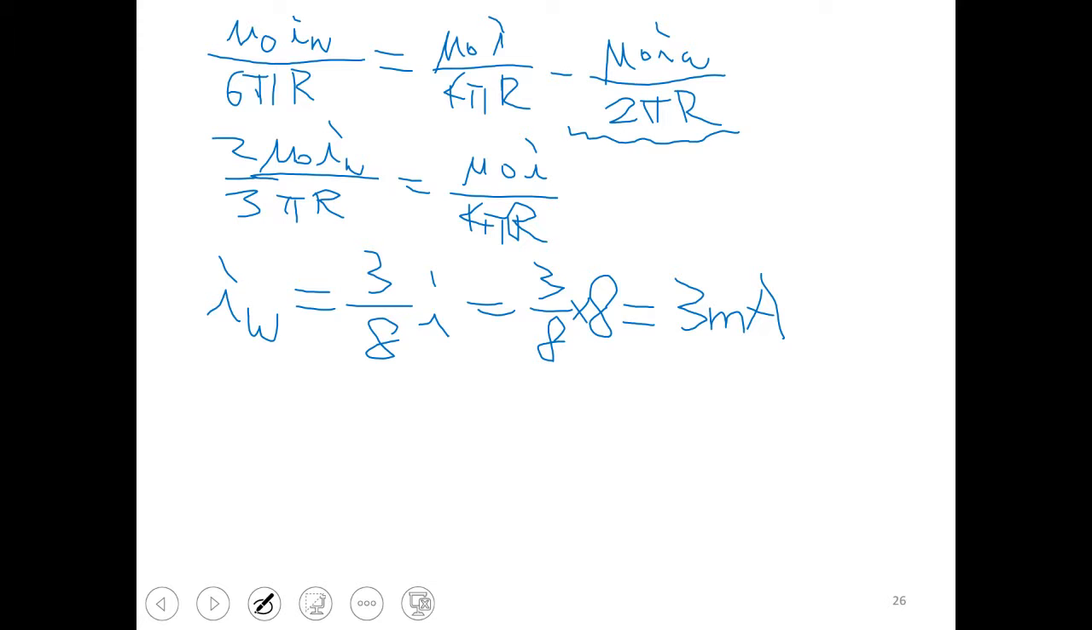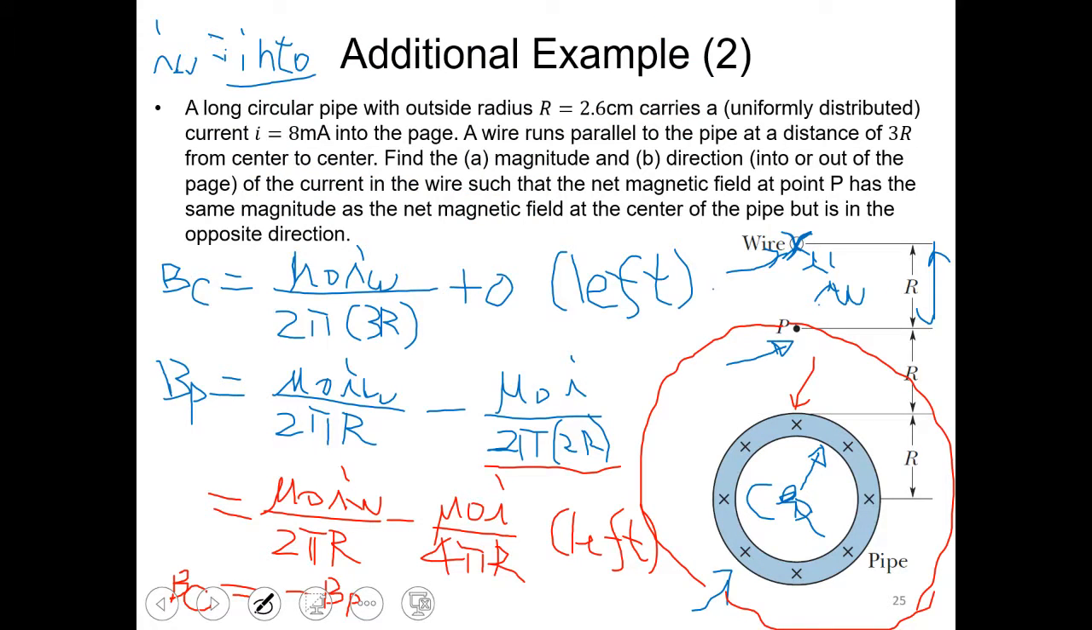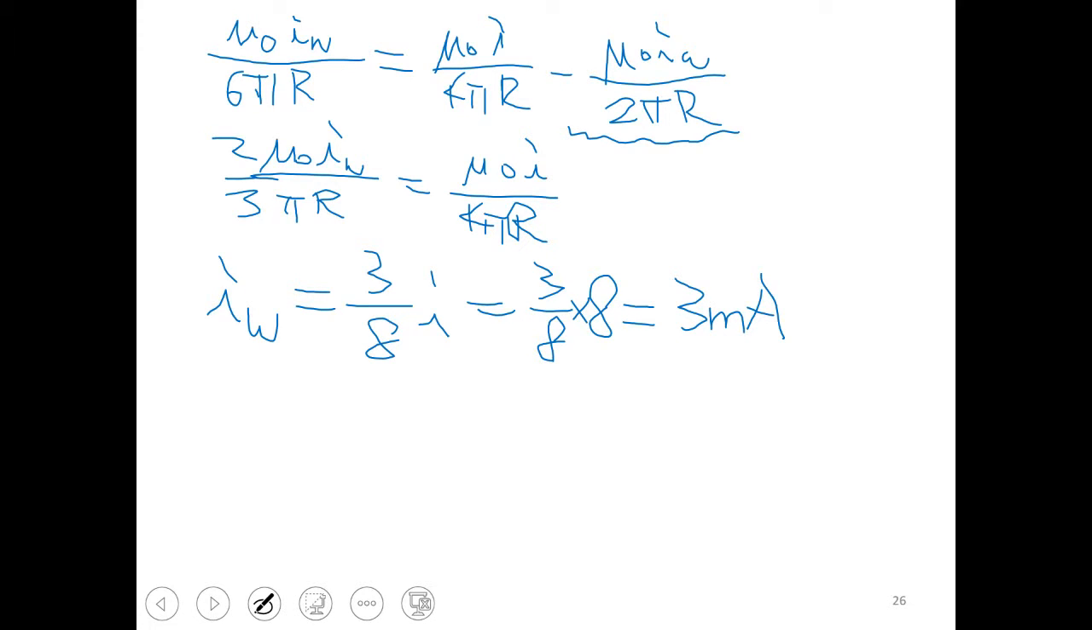So this one is positive, and at the beginning, we assumed I_W is into the page, so if this is positive, I_W is actually into the page. Okay, any questions?